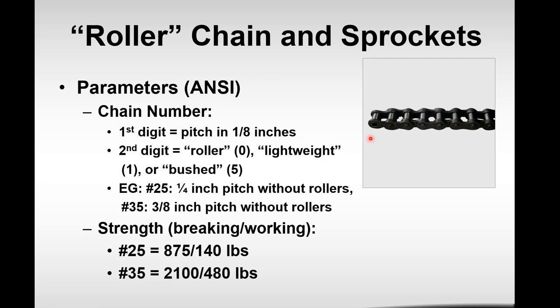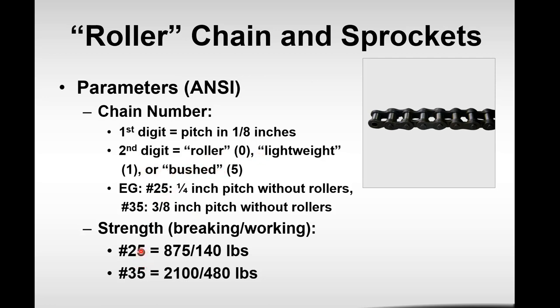And then on a gear, we generally talk about diametral pitch, which is the number of teeth per inch of diameter. So that's different than the pitch on a threaded rod. And now in chain, the pitch is the distance from center to center on the rollers, right? ANSI 25 means it's 2/8, so the distance on ANSI 25 chain is a quarter of an inch between the pins. ANSI 35 is 3/8, which is not 0.350, right? It's 0.375. And the second number, 0 means roller, 1 is lightweight, bushed is 5.